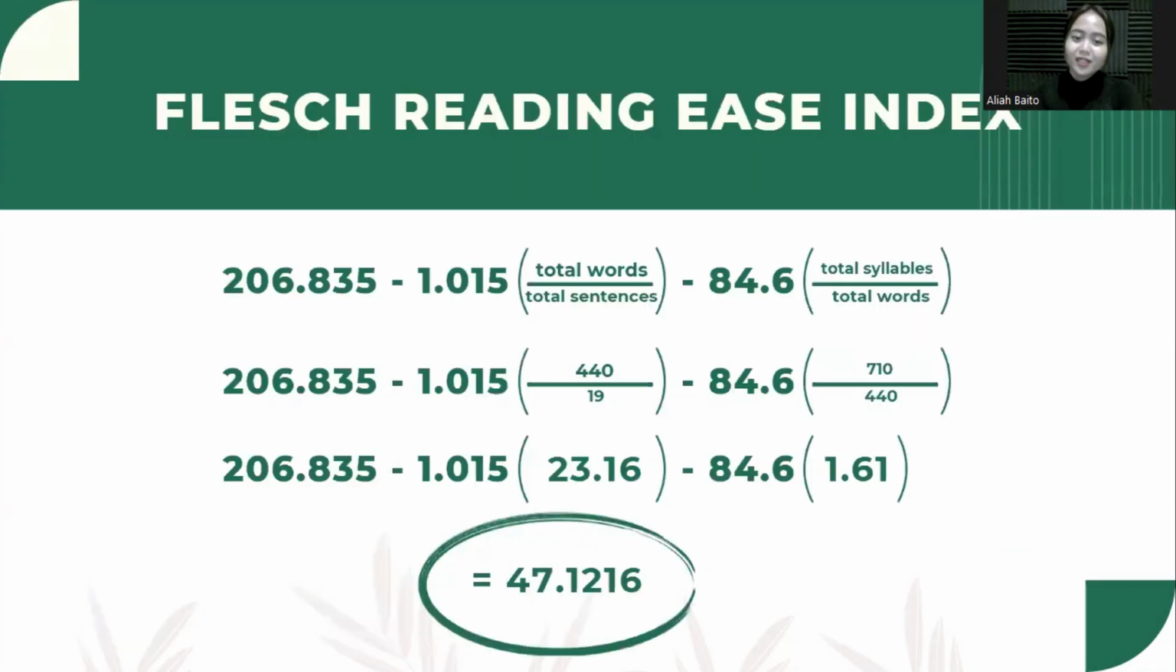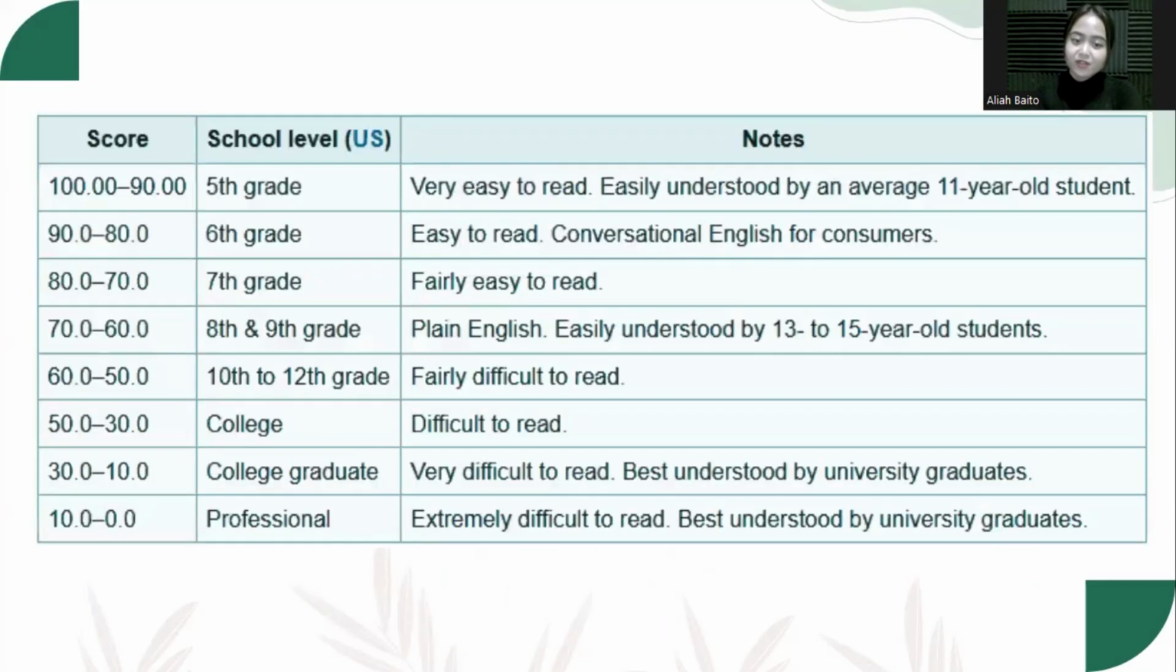Using the formula, we can arrive at an answer of 47.1216 or 47 if we round it off. So based on our table, 47 is difficult to read, or kung ibabase sa school level, mga nasa college level ang readability. So what I've shown you is the manual process of computing readability, just so you understand, guys, how it's done, but we actually have an easier way to do so.